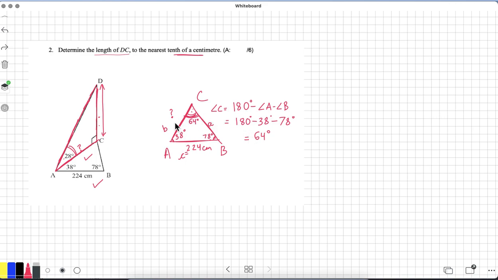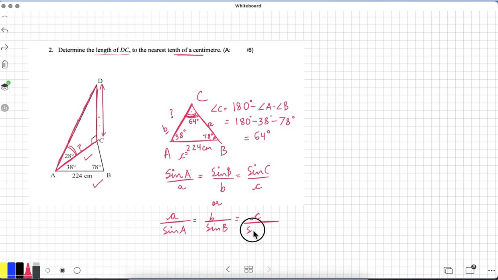Now, since we need to find this side AC, what to do? We can apply the sine law. This is the formula for the sine law: sine A over a equals sine B over b equals sine C over c. The top with the sine is the angle and the bottom is the side. Or you can use the other way around: a over sine A equals b over sine B equals c over sine C. Let's go with this.